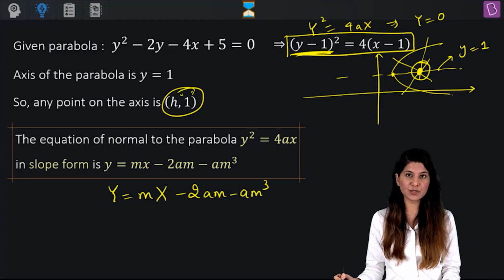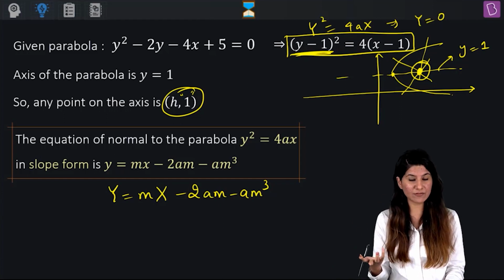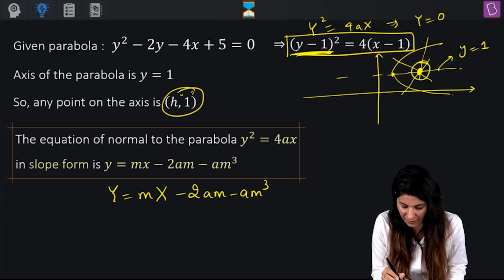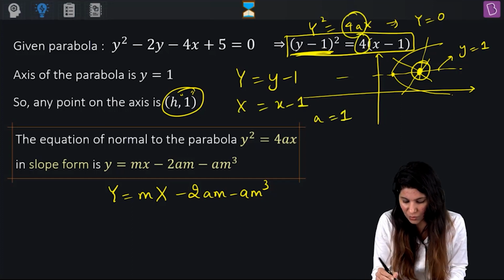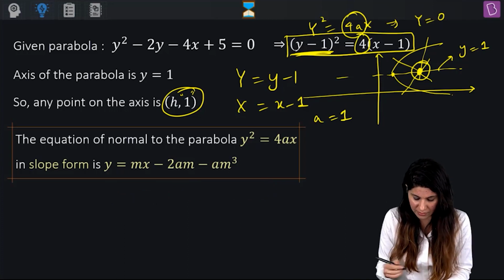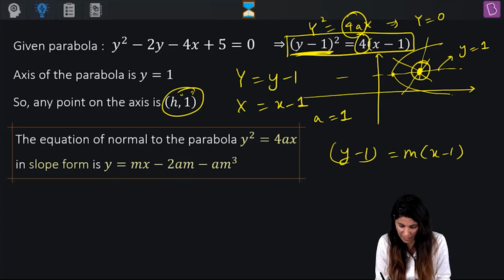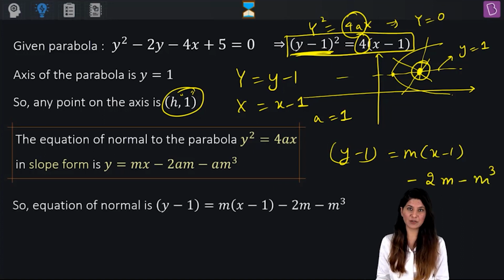I just need to substitute the value of capital Y in small y terms, the value of capital X in small x terms, and the value of a. Okay, so if you compare these two, you'll get Y equals y minus 1, X equals x minus 1, a equals 1, because 4 is equal to what? 4a, a will be 1. Let's put the respective values over here. So that would be what? y minus 1 equals m times x minus 1 minus 2m, a is 1, right? Minus m cube. This is your equation of the normal.